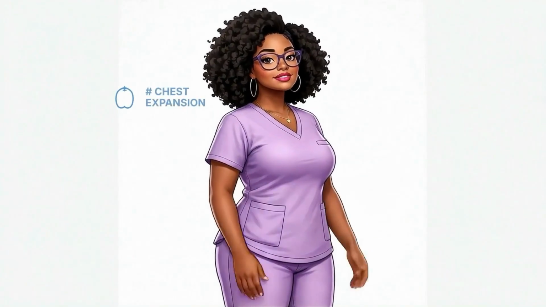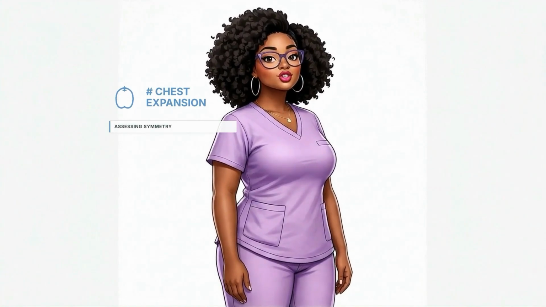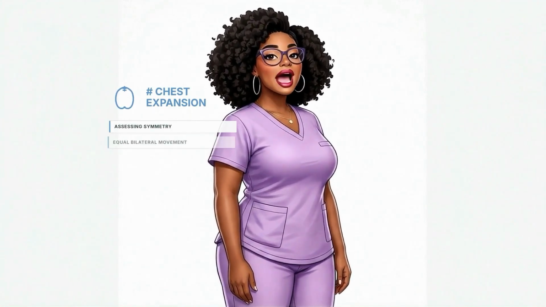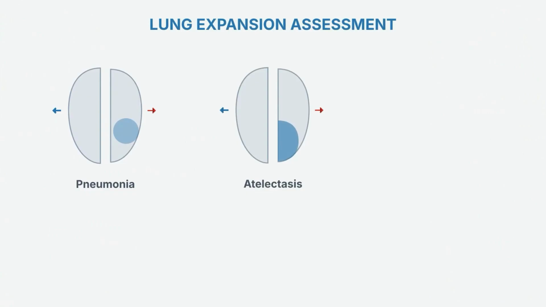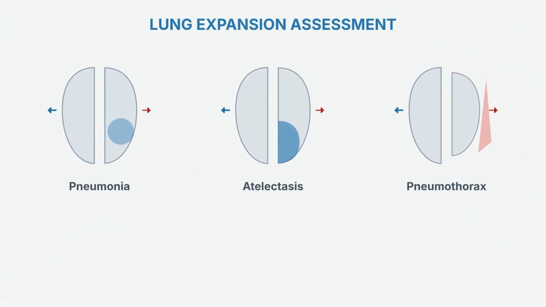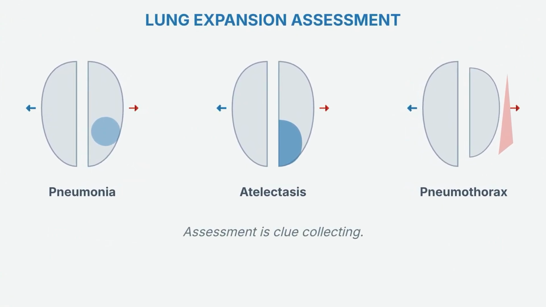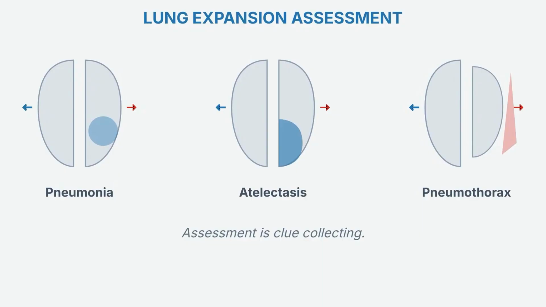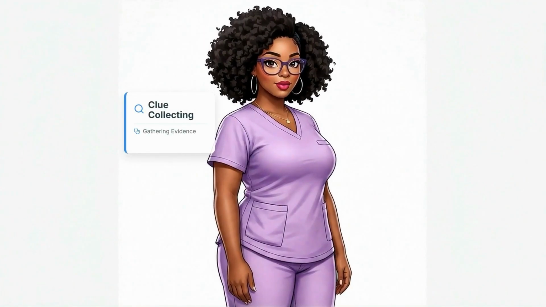When we assess chest expansion, we're looking for symmetry. Both sides of the chest should move equally. Think about what happens if one lung isn't expanding properly. Maybe there's pneumonia. Maybe there's atelectasis. Maybe there's a pneumothorax. Suddenly, one side of the chest doesn't move as much. And that's a clue. Remember, assessment is clue collecting. We're gathering evidence about what's happening inside the body.